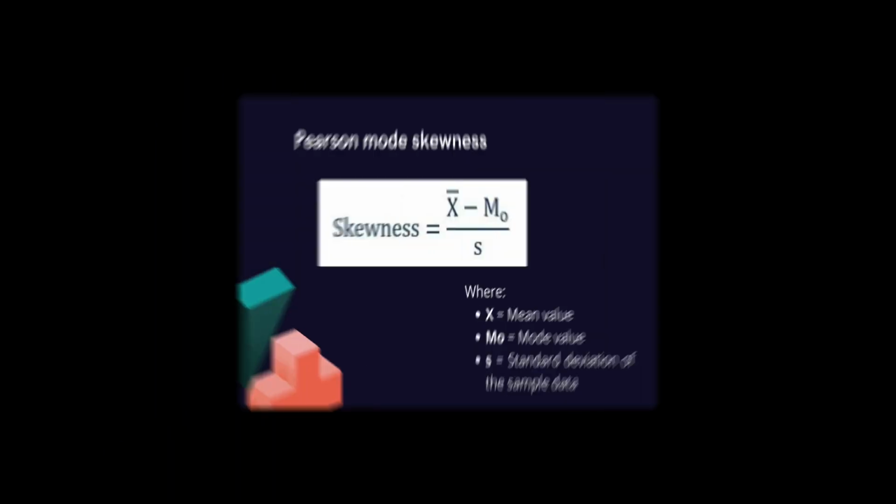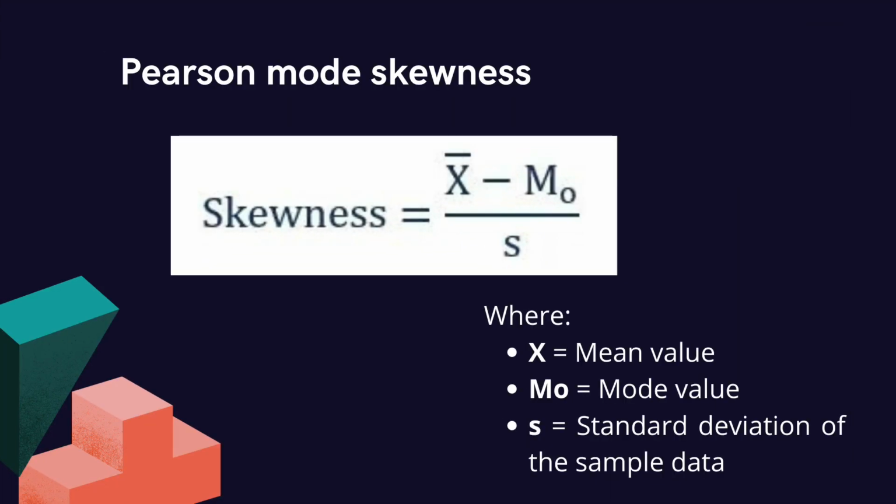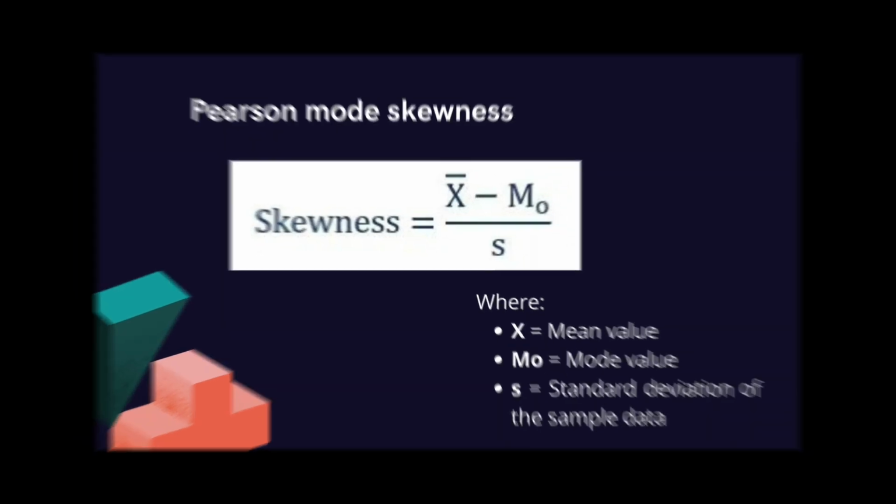Skewness can be measured using several methods. Pearson mode skewness and Pearson median skewness are the two frequently used methods. The Pearson mode skewness is used when a strong mode is exhibited by the sample data. If the data includes multiple modes or a weak mode, Pearson's median skewness is used. And here is the formula of Pearson mode skewness, where x equals mean value, Mo equals mode, and s equals standard deviation of the sample data.